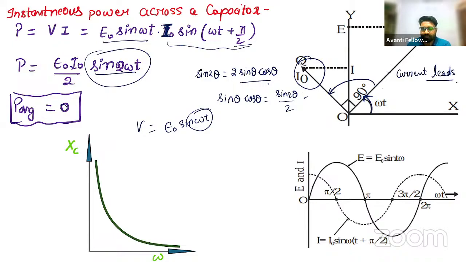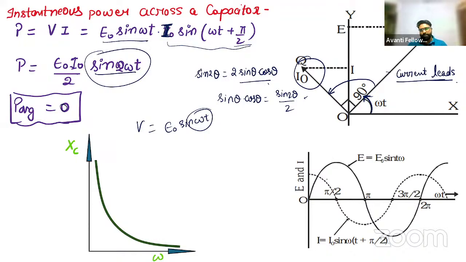Okay. It is omega t plus pi by 2. Omega t we have already covered and only we have to cover is pi by 2. So it is plus pi by 2. So current leads in this circuit with a phase difference of pi by 2. Again, if you will see whatever the value E naught or this potential difference will achieve, current will have achieved that value pi by 2 angle before.